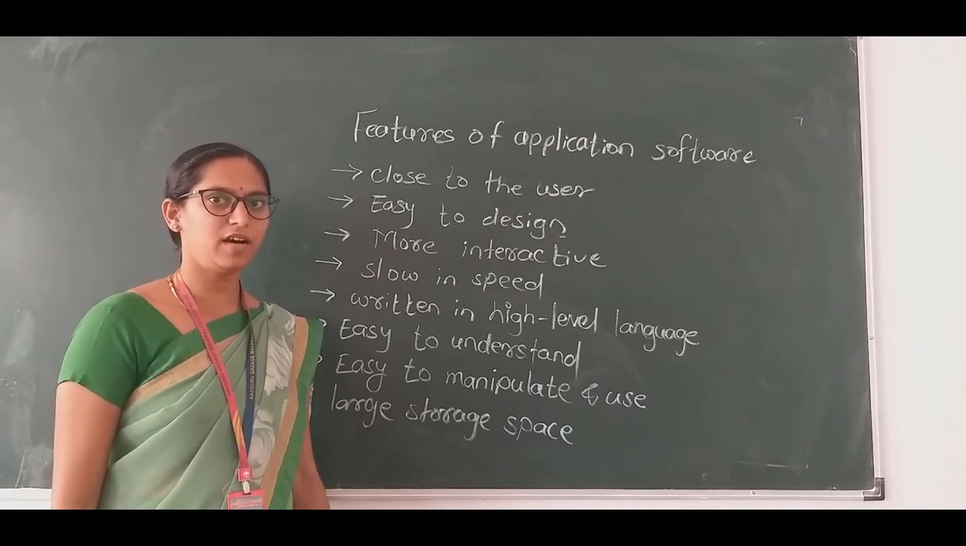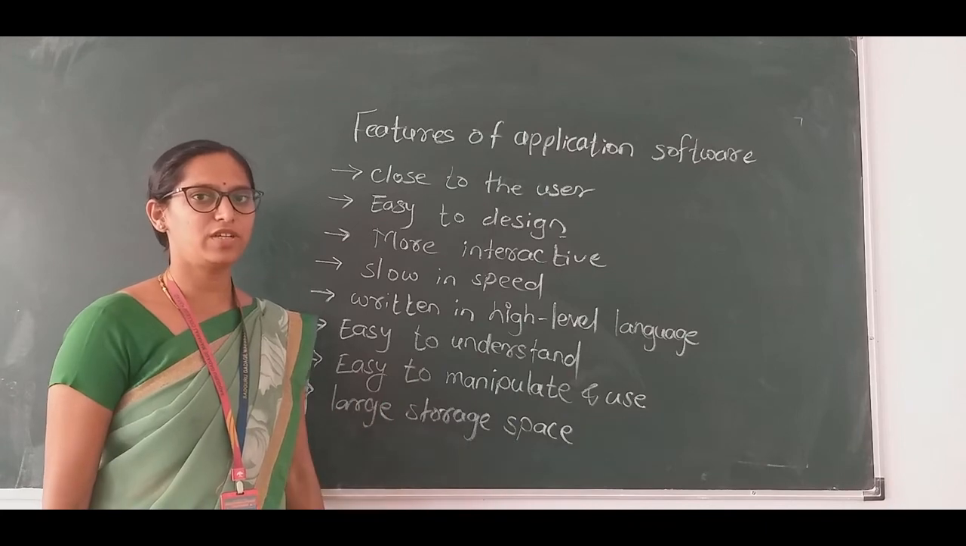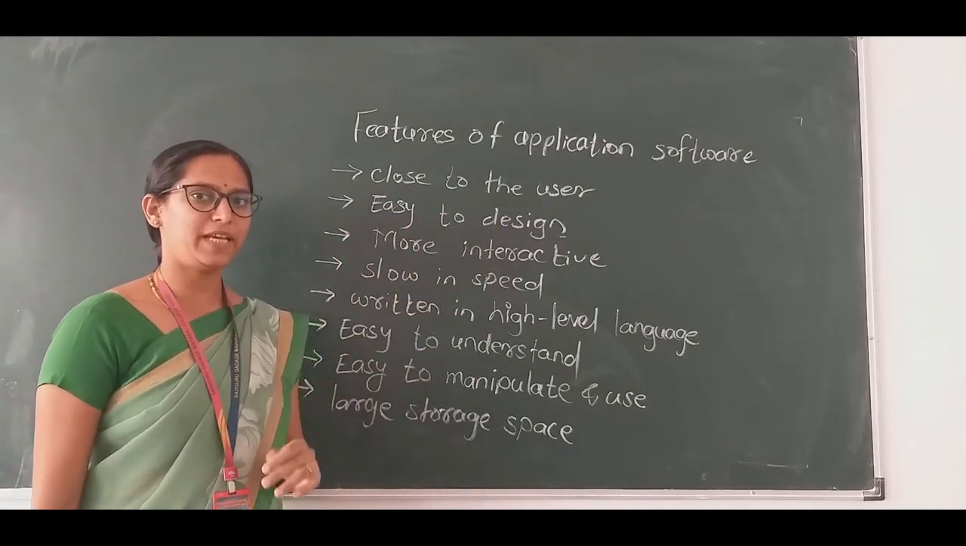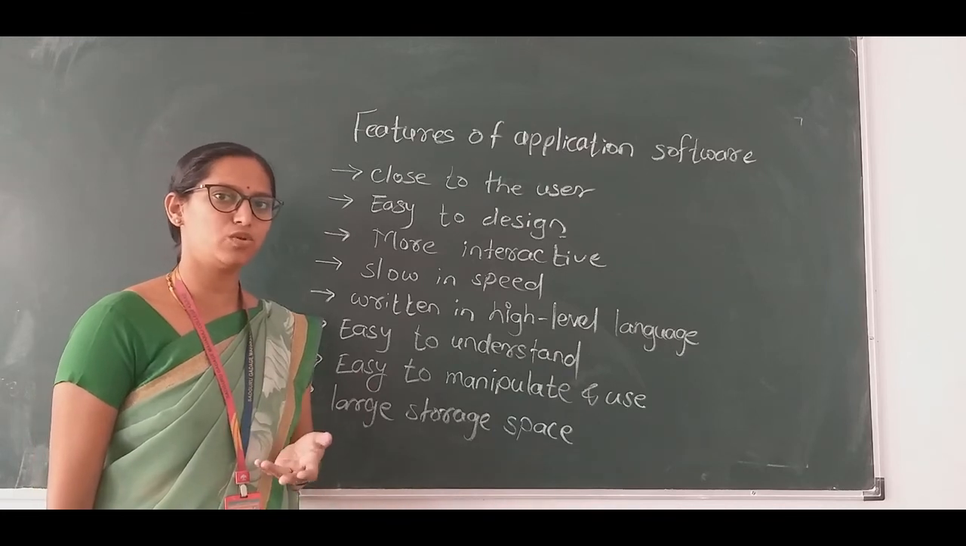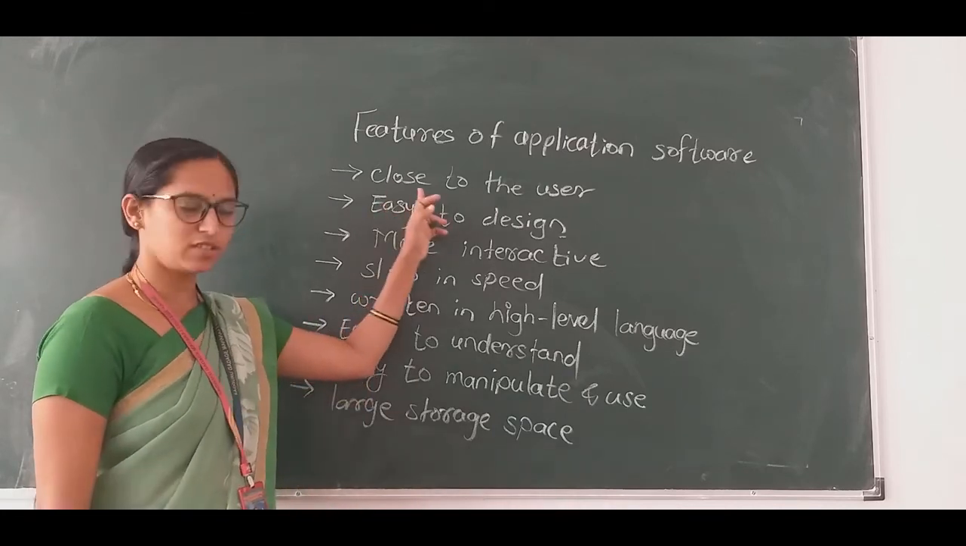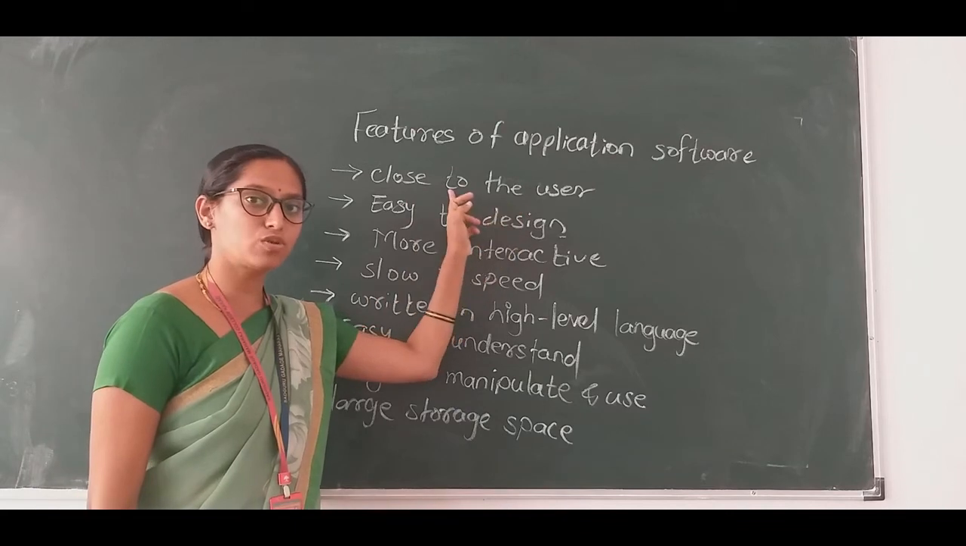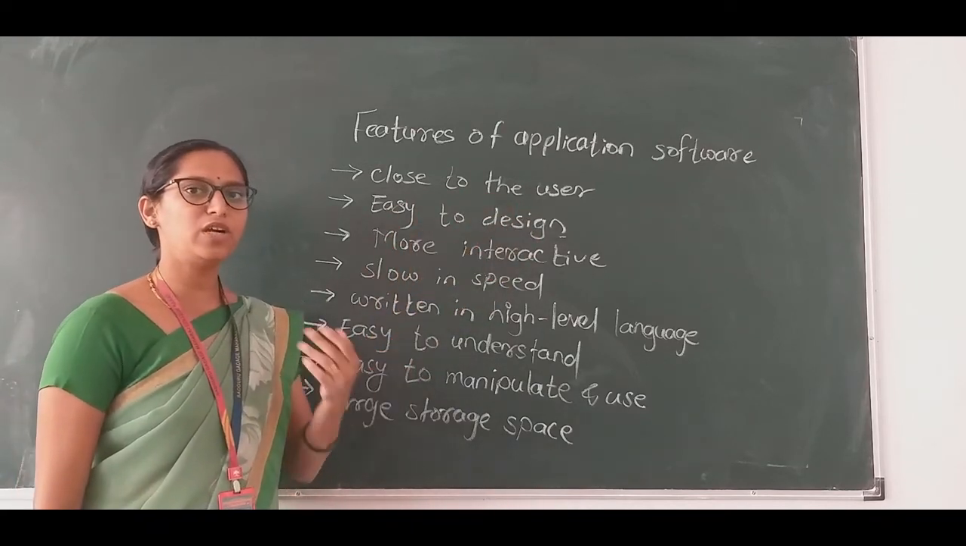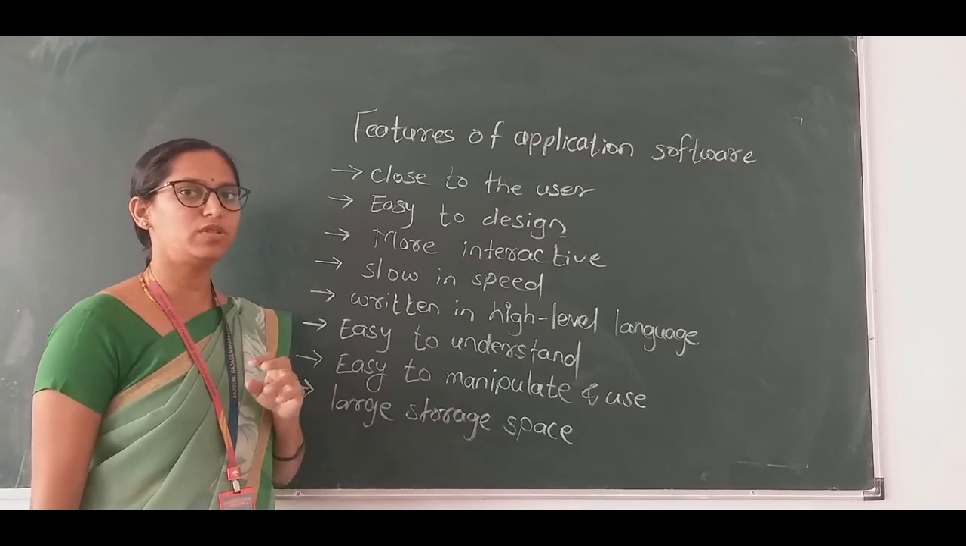Now we are discussing the features. First feature is close to the user. Why? Because the application software is designed for the user. That's why that software is close to the user. Next one is easy to design. As compared to system software, it is easy to design.